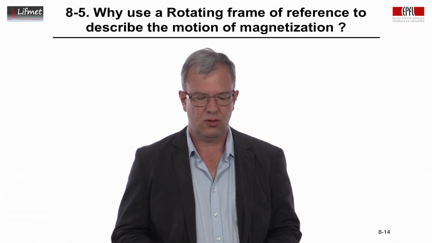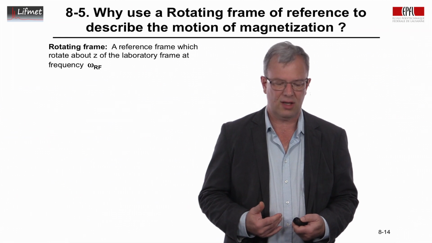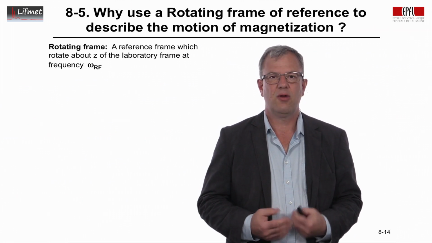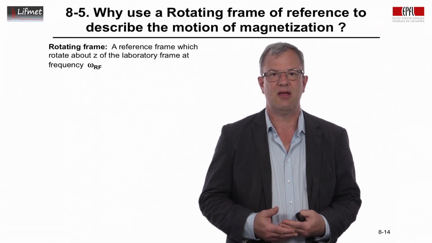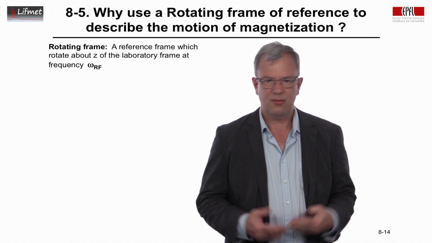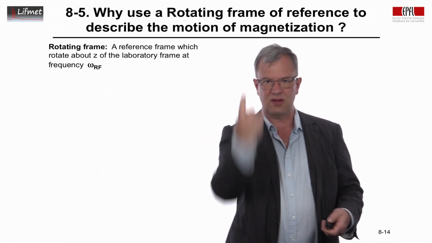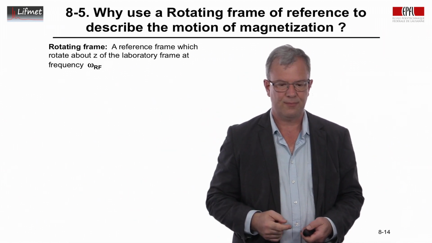And why do we want to do this? Well, first I want to explain what a rotating reference frame is. A rotating reference frame is a frame that rotates about the z-axis in the laboratory frame. So that's our reference frame. We'll rotate around the z-axis. We'll assume the magnetic field is vertical in this case.